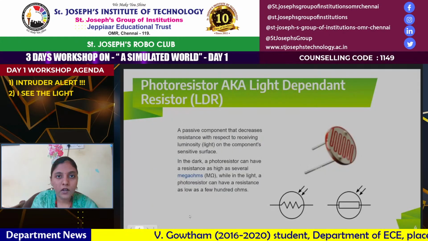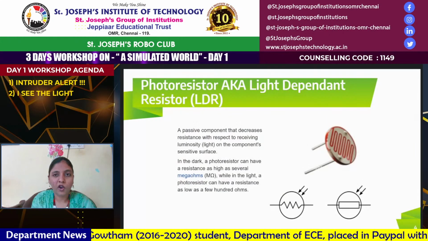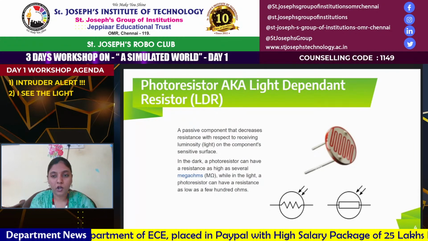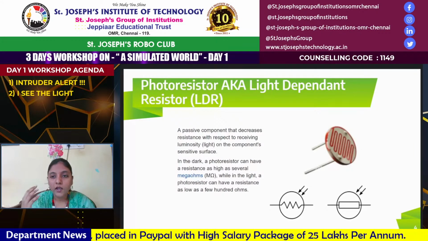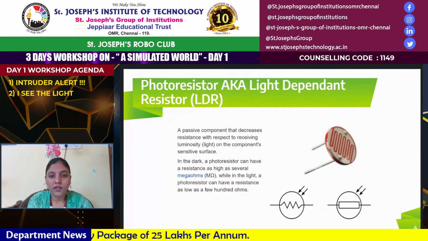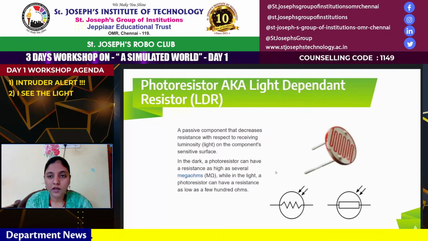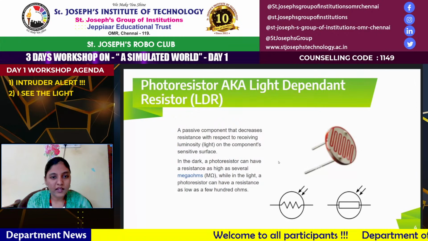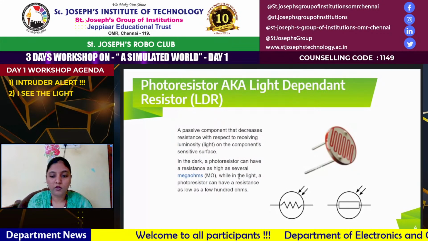First, we'll see about the photoresistor. It is also called a light-dependent resistor, and the reason why it is called so is that when a photoresistor comes in contact with light, its resistance decreases, while if there is zero amount of light surrounding it, that is, if it's in complete darkness, its resistance increases as high as several mega ohms.